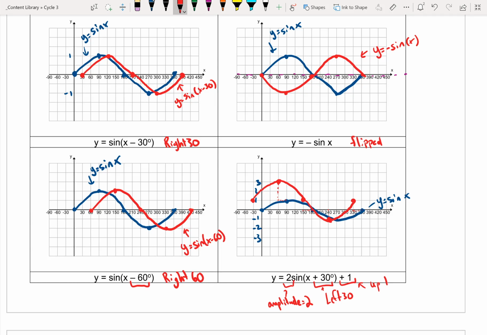So there's our new graph. We still have this amplitude of 2, and we have our main points. So y equals 2 sine (x plus 30) plus 1. This one was a little bit more complicated because we had the amplitude, the vertical shift, and the horizontal shift to deal with. But again, treat it the same way as you would a quadratic transformation and follow the steps and you should be fine.